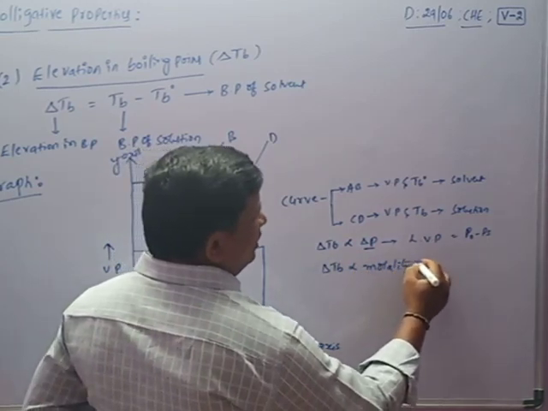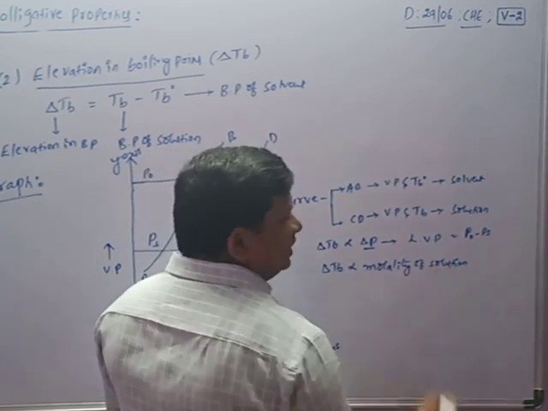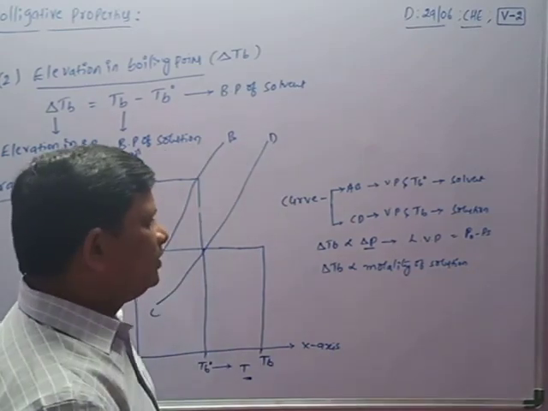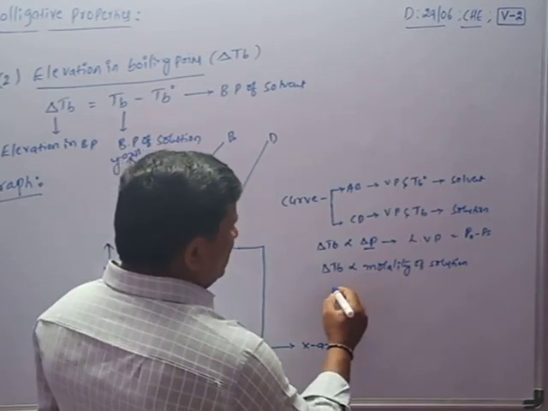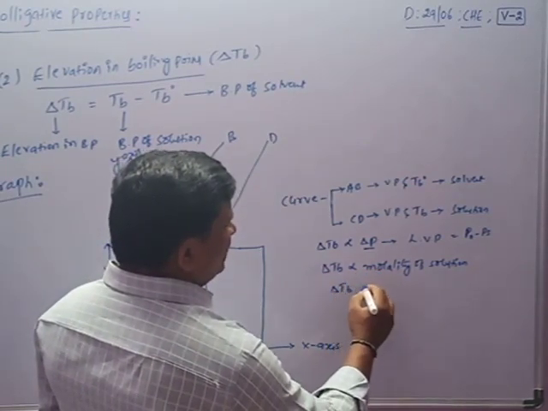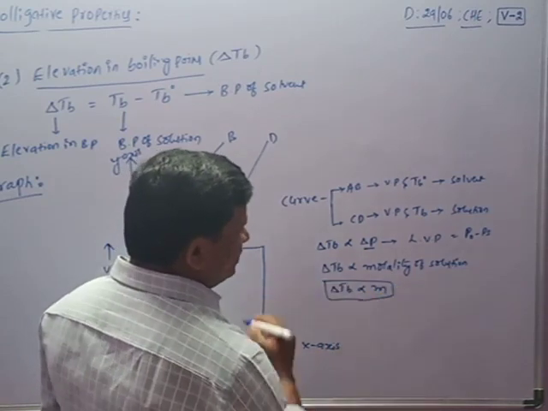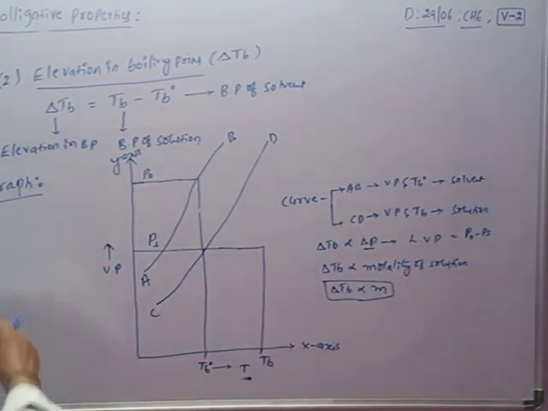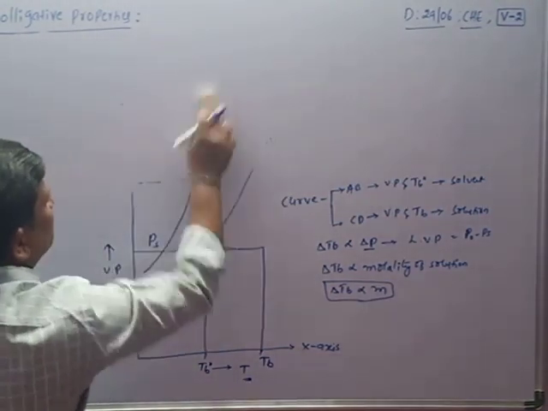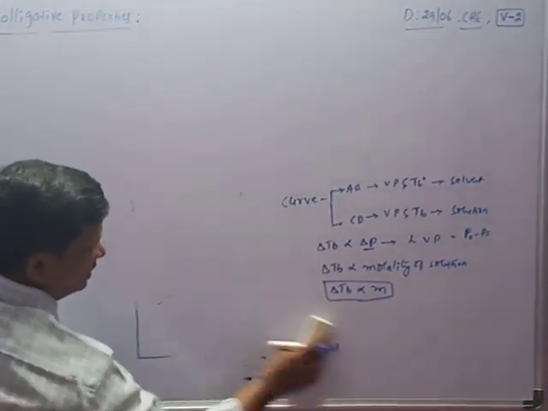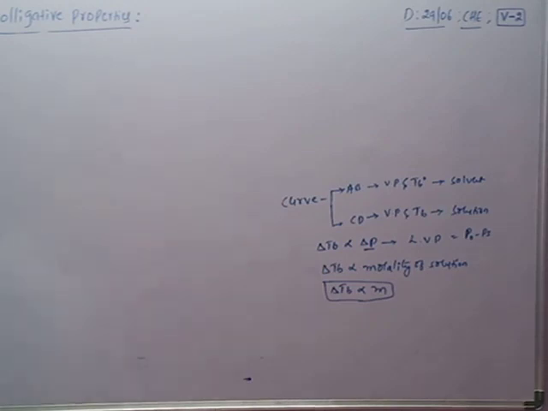What is the molality of the solution? It contains a non-volatile solute. Delta TB is directly proportional to molality, which is small m. So what is molality? Molality is equal to the number of moles of solute present in 1 kilogram weight of solvent.